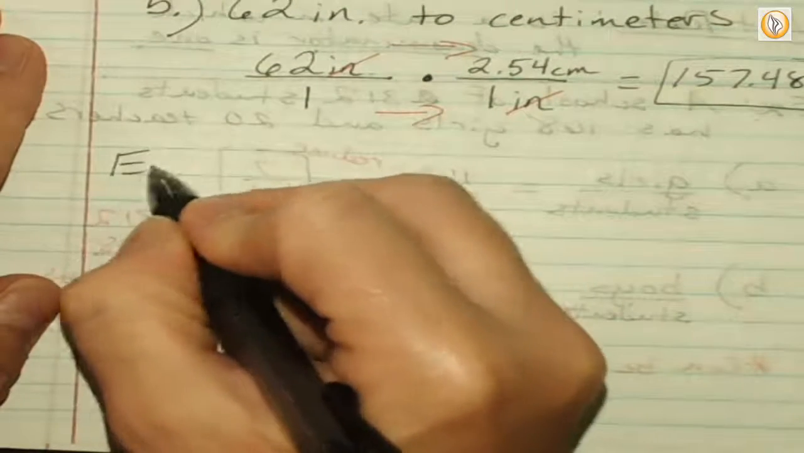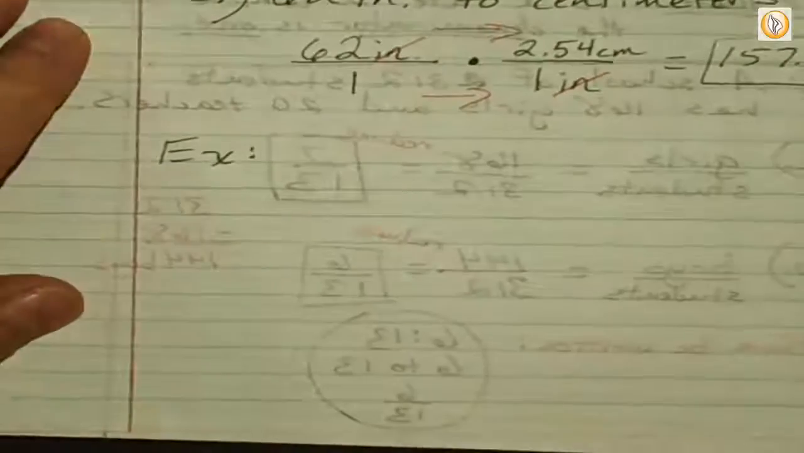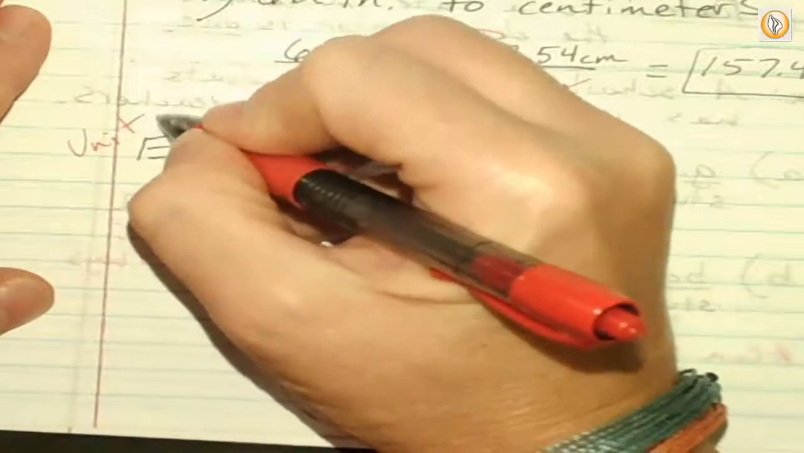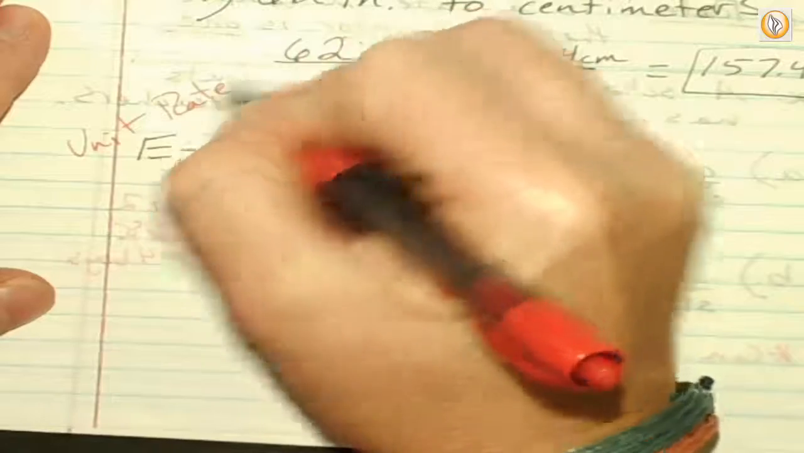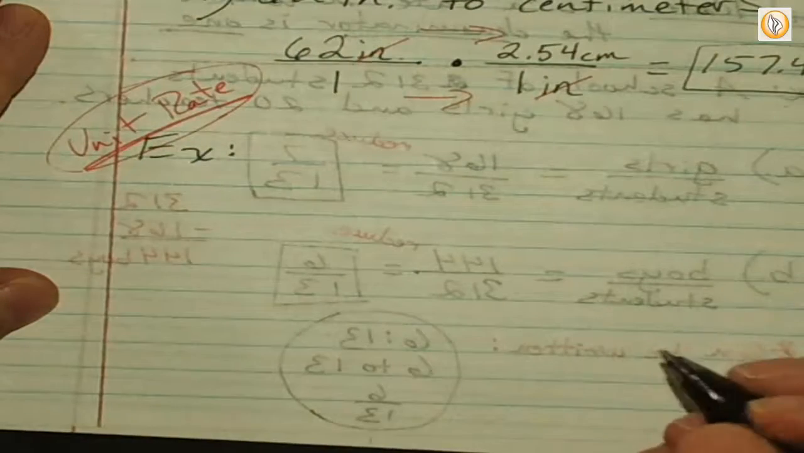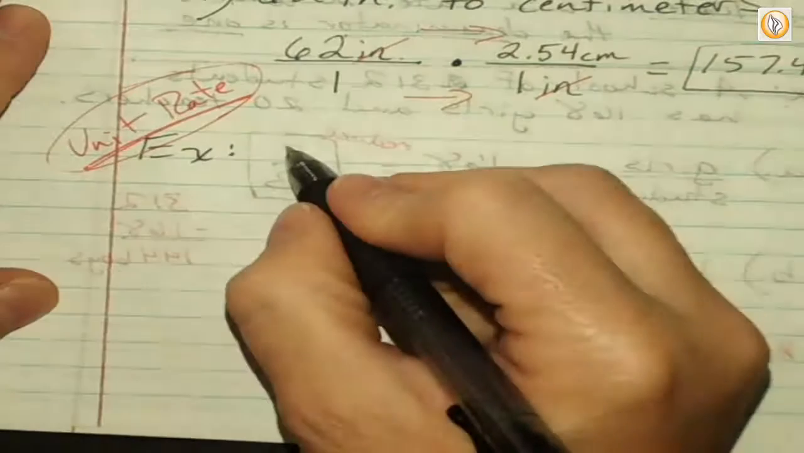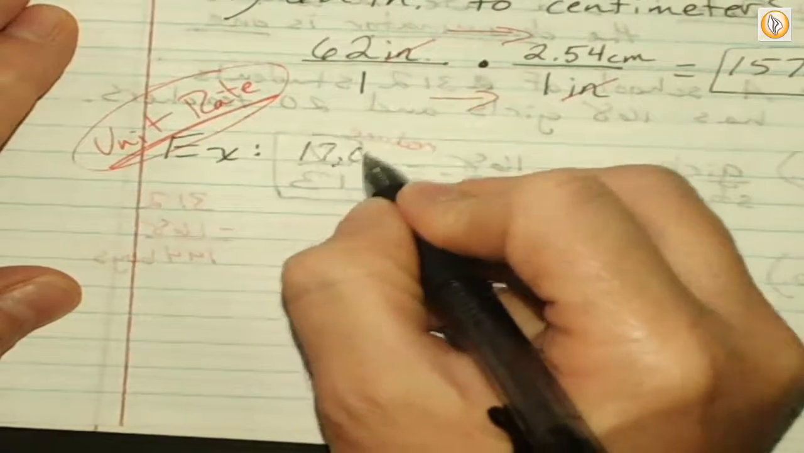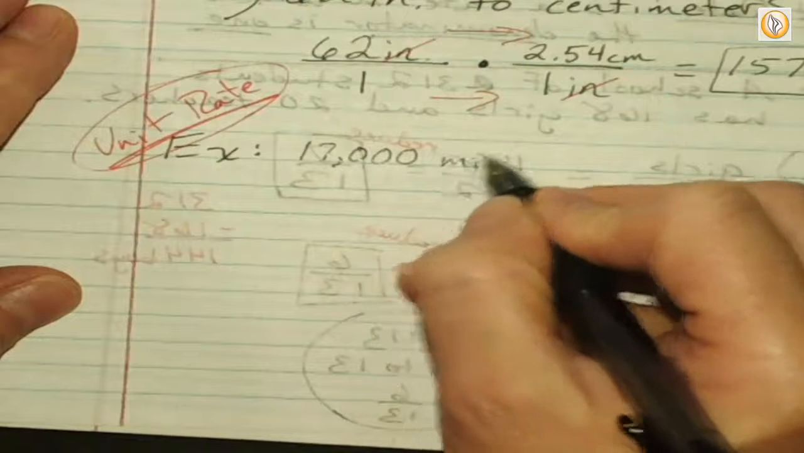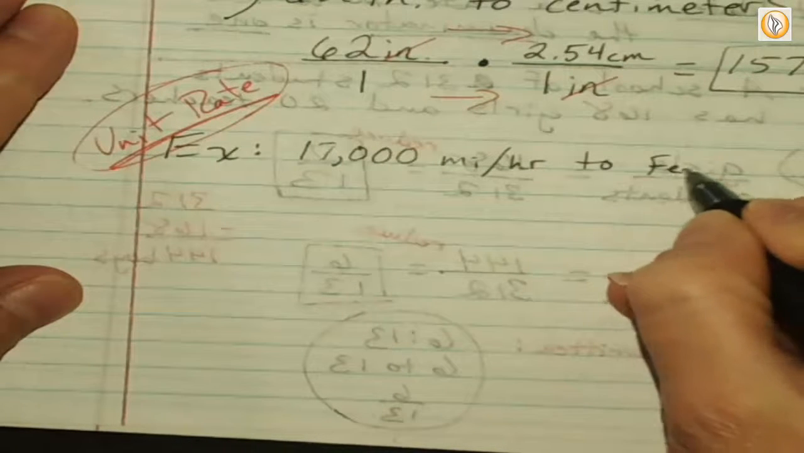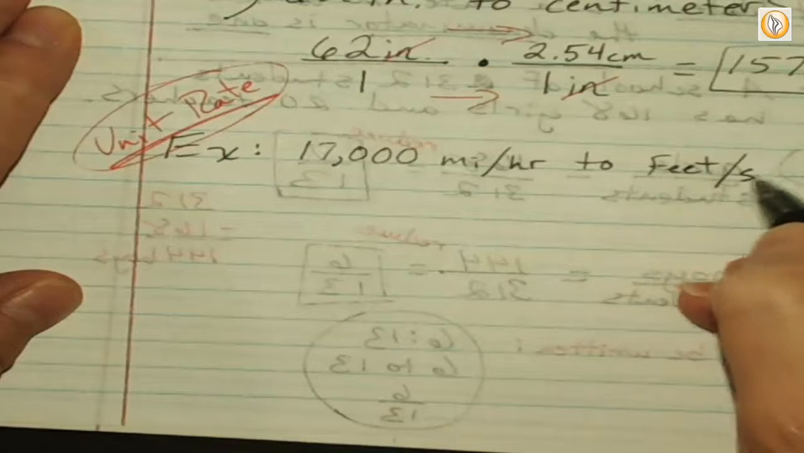All right, let's do another example. This one is going to be a unit rate. All right, so here we go. 17,000 miles per hour to feet per second.